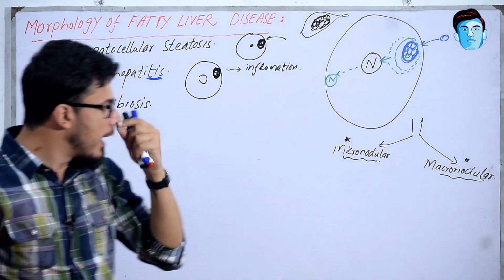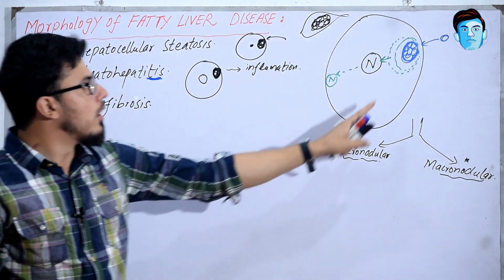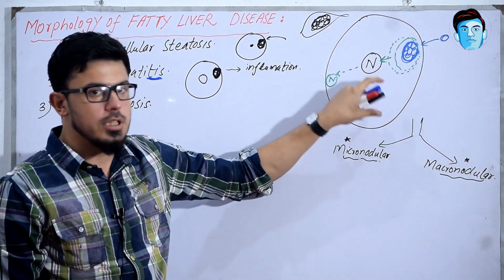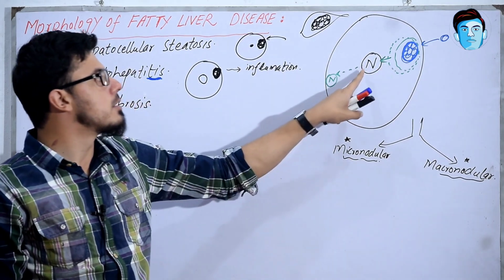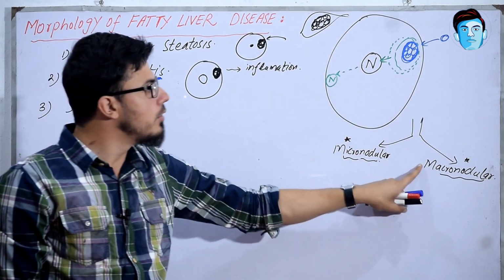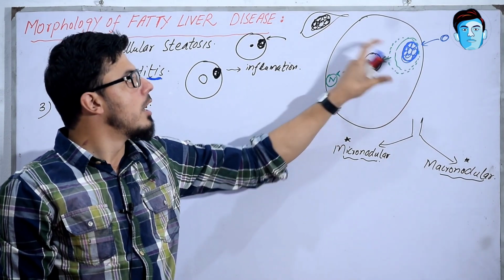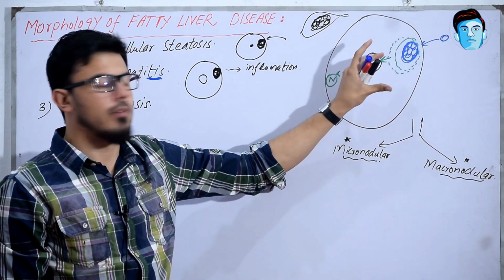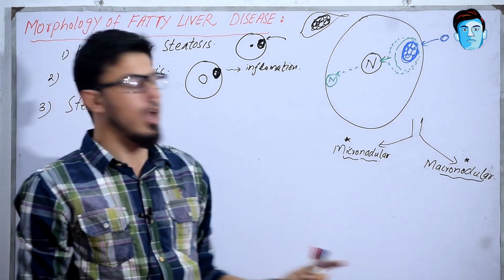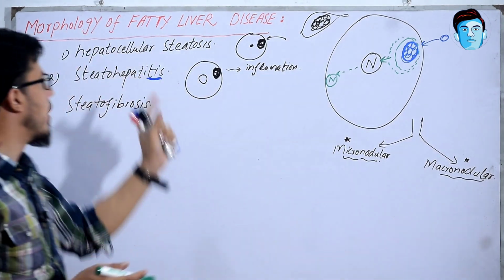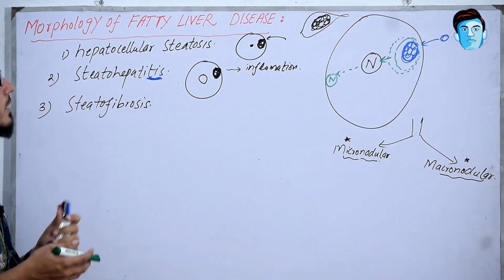So it is worth noting that in the macronodular pattern, the fatty cell gets accumulated within the hepatocyte, but it does not displace the position of the nucleus. In macronodular type, the fat accumulated within the hepatocyte increases its size further with the passage of time, and it pushes the nucleus to the periphery. So that is the macronodular type of hepatocellular steatosis.